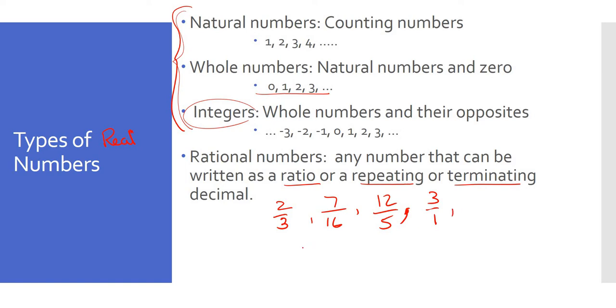We can also do it as decimals, repeating or terminating. So 2/3 would be 0.66 repeating. That's a rational number because that decimal can be changed to a fraction. Or something like 0.75, which can also be written as 75/100ths or 3/4. So anything that can be turned into a ratio. Everything else is called irrational numbers, and we'll get into those later.